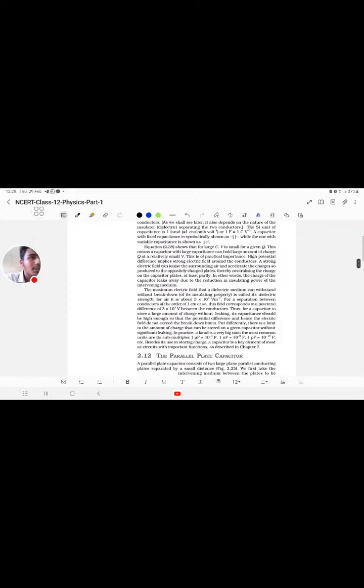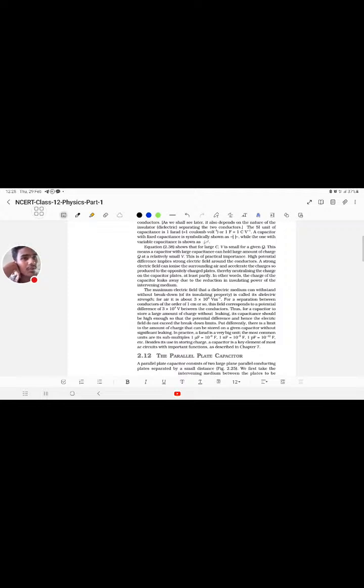So equation 2.38 shows that for a large value of C, V is small for a given Q. This means a capacitor with a larger capacitance can hold a large amount of charge Q at a relatively smaller value of V. If there is a relatively smaller potential difference between the two conductors forming a capacitor, then the amount of charge stored, and hence the capacitance, will actually be higher. So this is of practical importance.